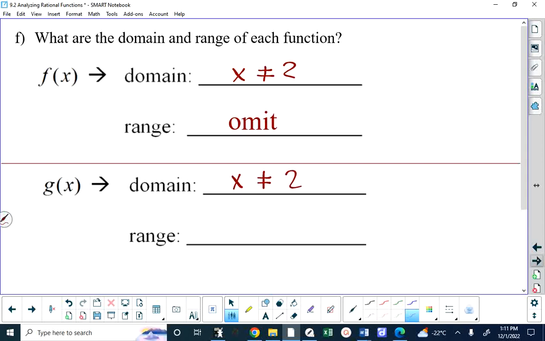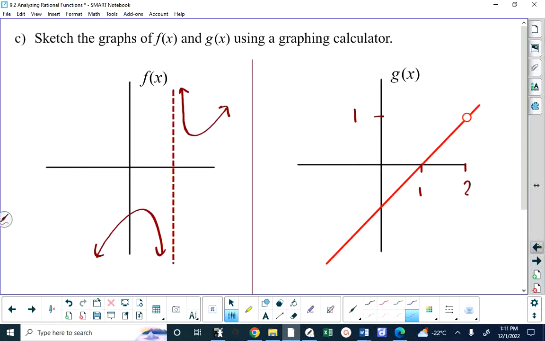I can't remember if I omitted the range for f from your handout or not. Just put omit there. I don't want to go down a rabbit hole of talking about the range here because it's not important. What is the range of g of x, though? What is the range of g of x? Y cannot equal 1. Right.